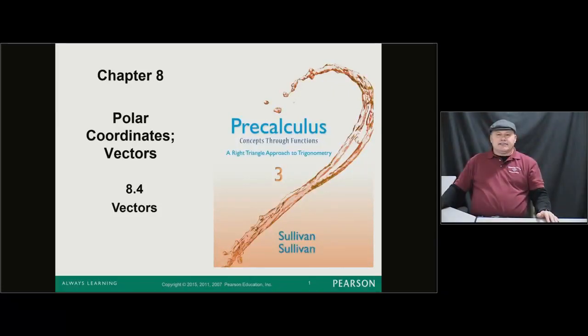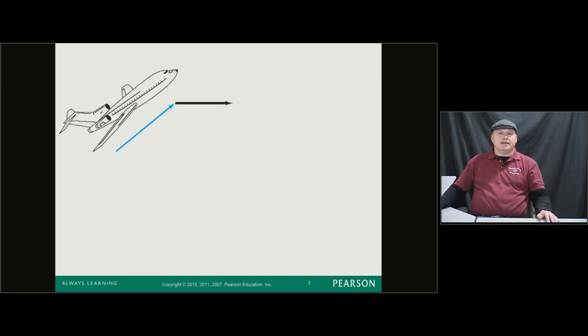Hello, we're going to begin our discussion here in Chapter 8 with the introduction of vectors. So let's begin. A vector is basically a directed line segment with a force and direction. If you look at the plane, that little blue one is representing a vector going kind of in a northeast direction.